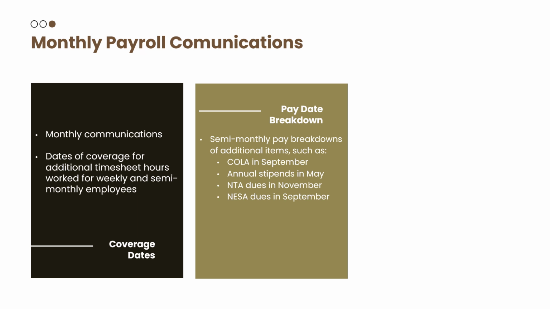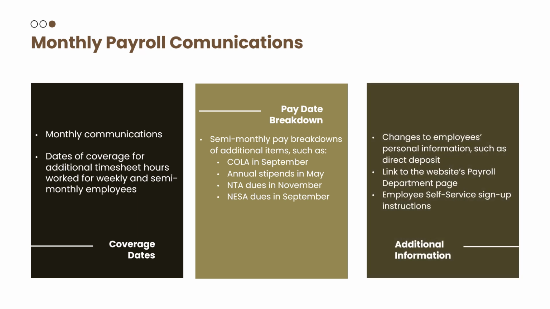These items may include COLA in September, annual stipends paid in May, NTA dues beginning in November, and NISA dues beginning in September. Finally, the monthly communication will provide information regarding changes to employees' personal information, direct deposit, and a link to the payroll page of the website, which offers annual payroll schedules, sign-up instructions for the employee self-service portal, and general contact information.